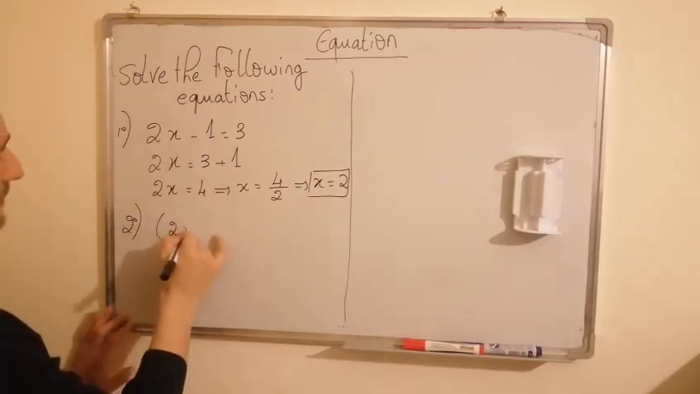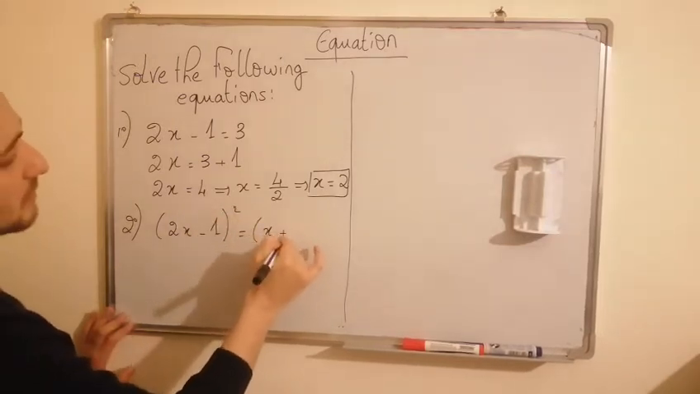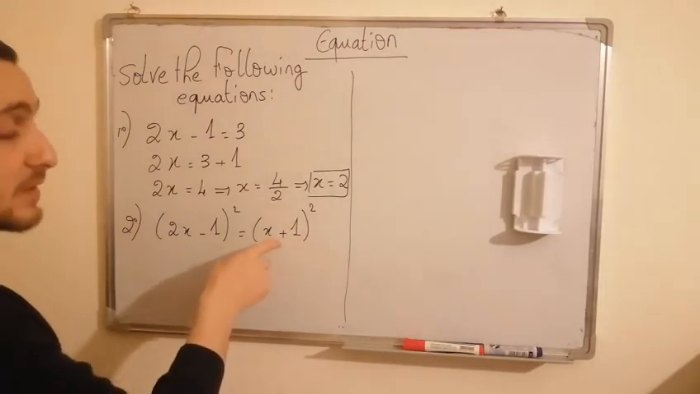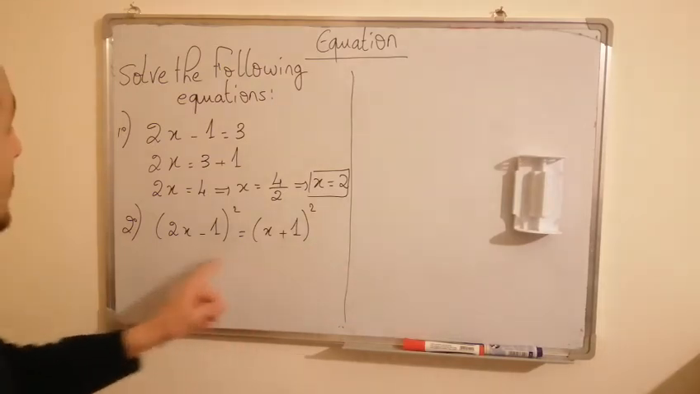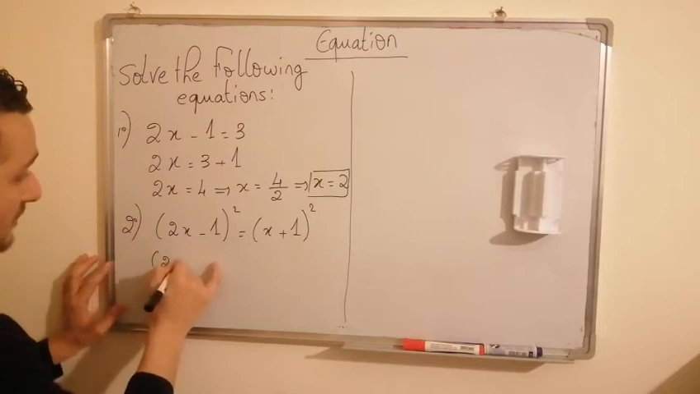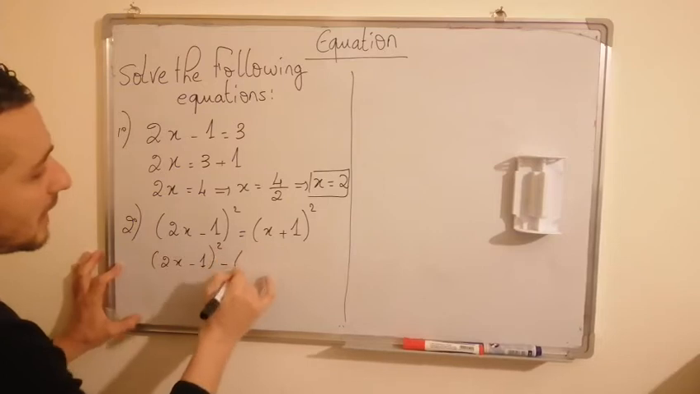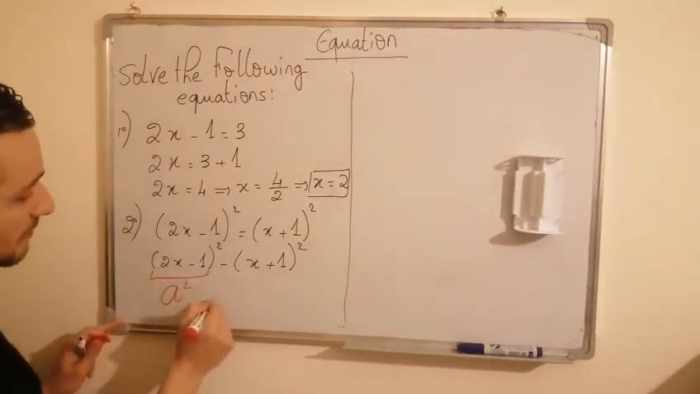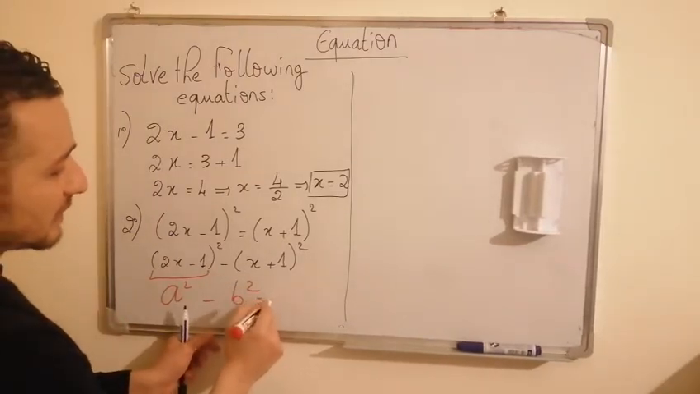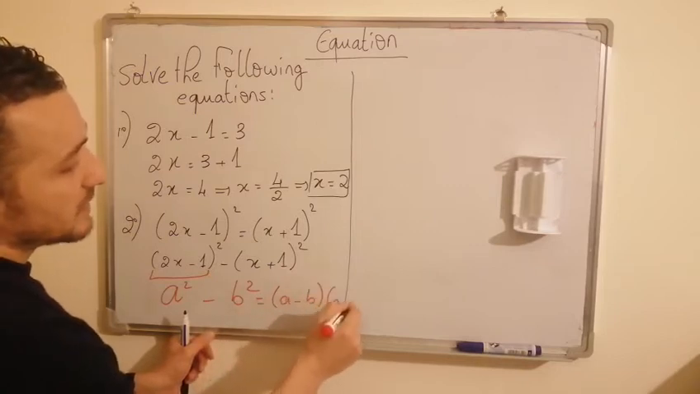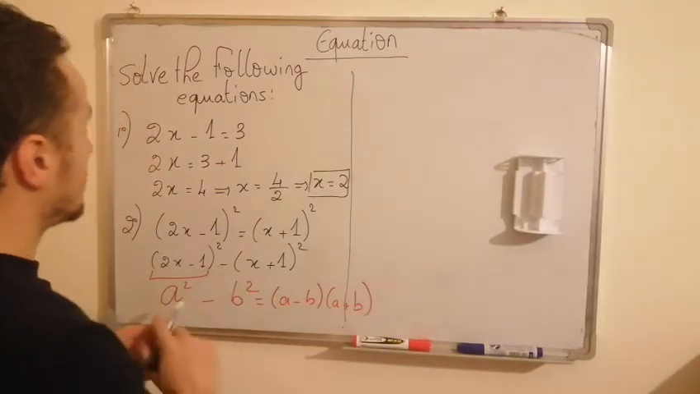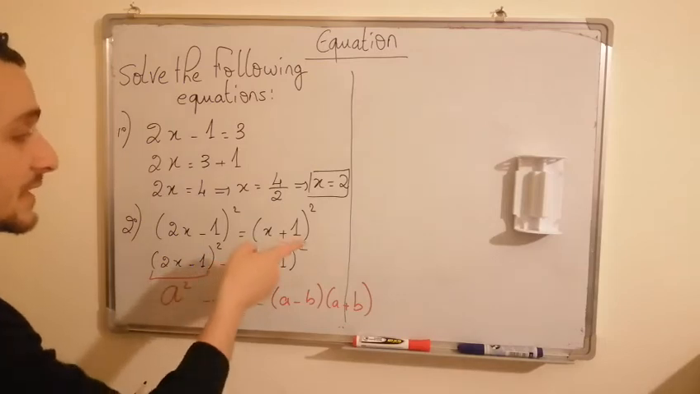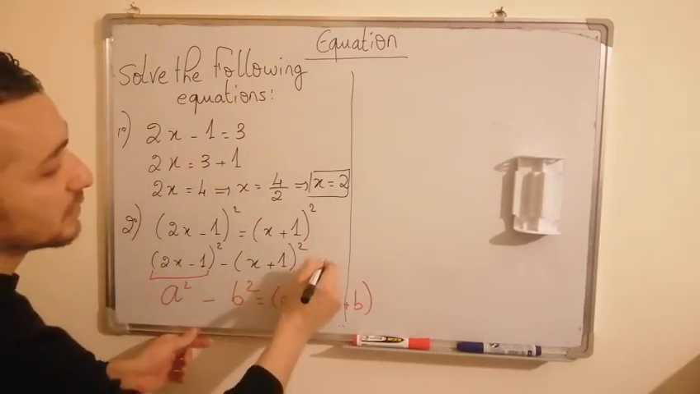solve the equation (2x minus 1) squared equals (x plus 1) squared. To solve this equation, I want to take this factor (x plus 1) squared to the left, before the equal. So the equation will be (2x minus 1) squared minus (x plus 1) squared. So it's in the form of a² minus b². And we know that by factorization it's equal to (a minus b) into (a plus b). Okay, so the question is solve the equation (2x minus 1) squared equals (x plus 1) squared. If we take the factor before equal, the equation will be equal to 0.